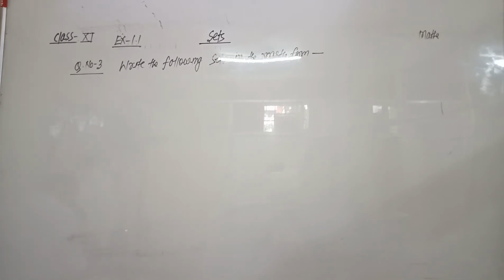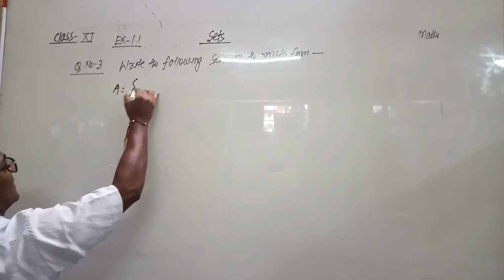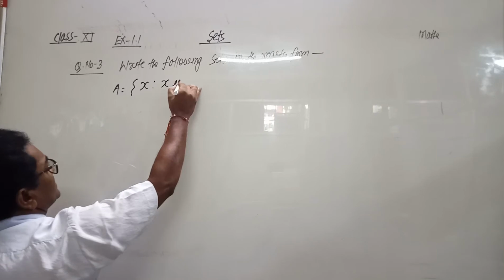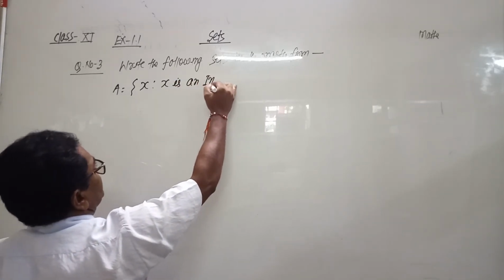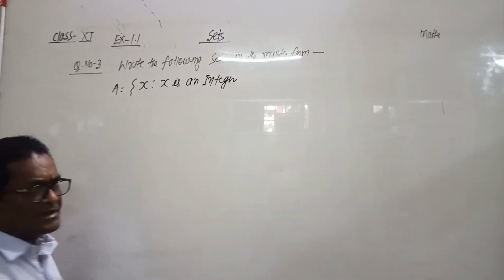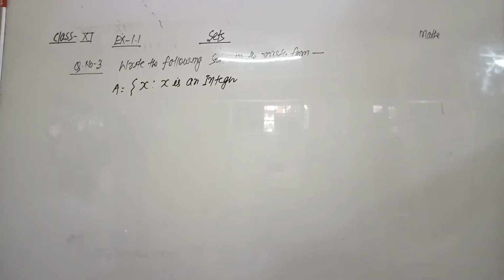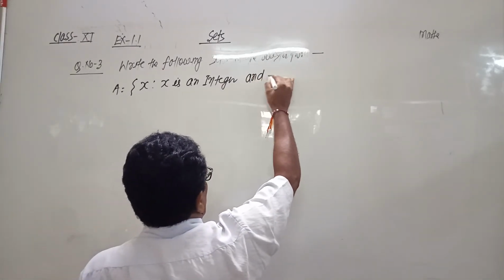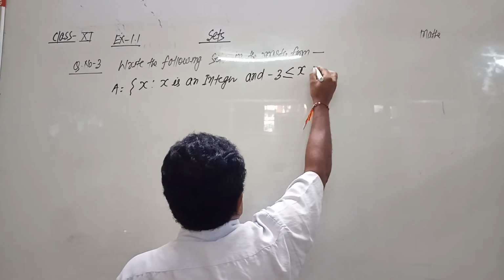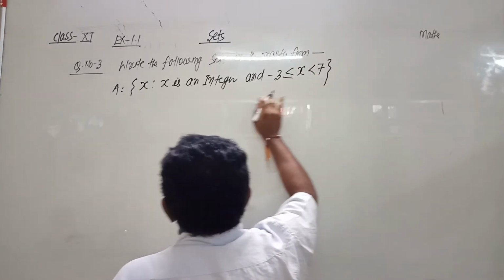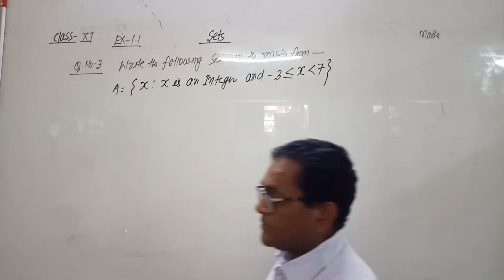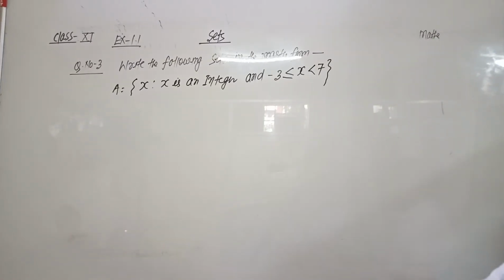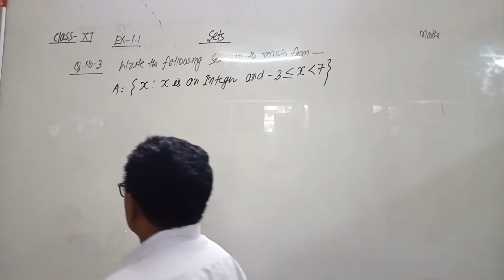So the first is A equals to x such that x is an integer. This is written in set builder form: x such that x is an integer and -3 is less than or equal to x is less than 7. This is given in the set builder form, and we have to express it in roster form.